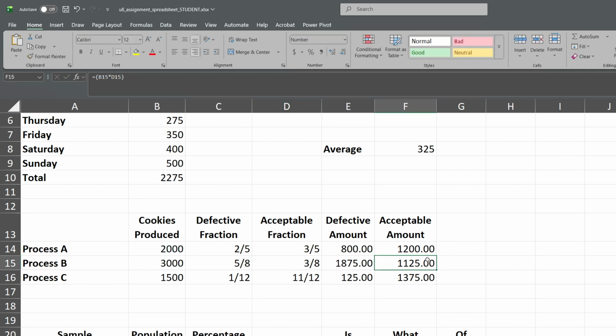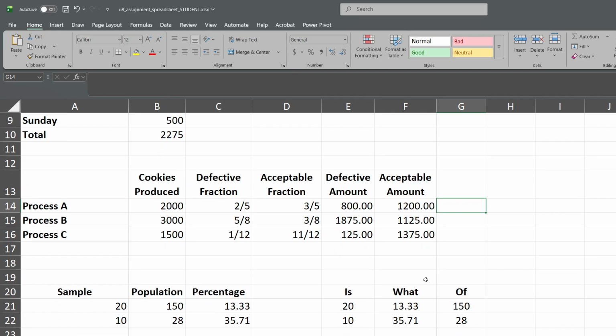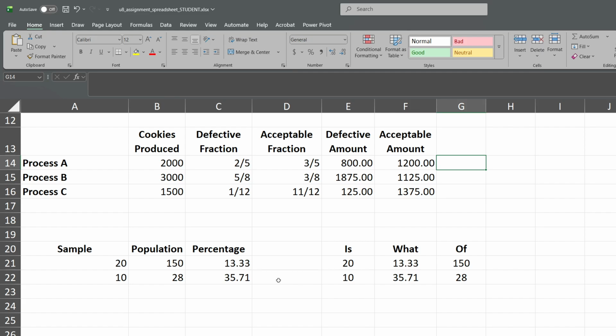And I did that for process B and process C. And that's how we were able to figure out that process C may be the more efficient, more productive, more profitable process. Okay. Now something we can do with sample size.